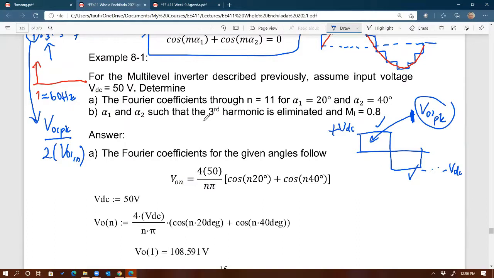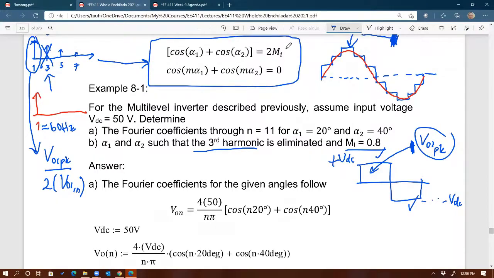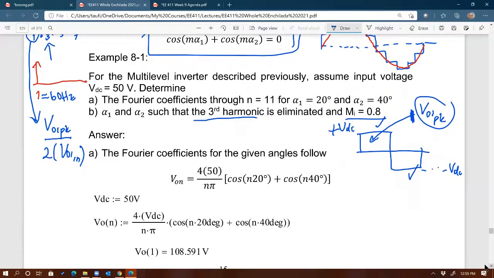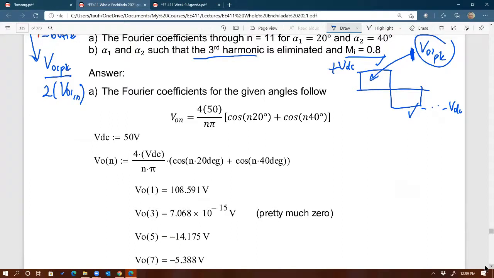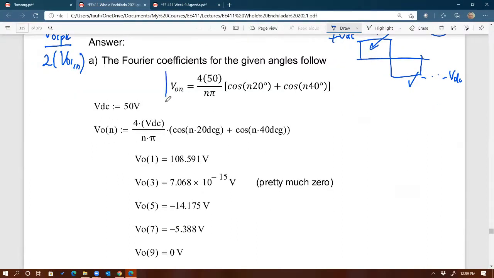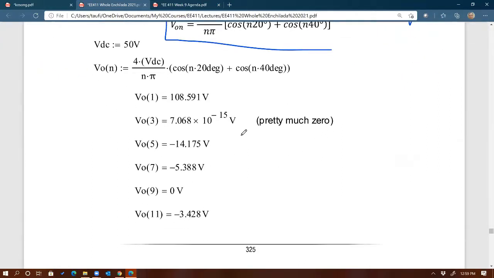So now we have the two objectives, right? Using the two criteria, the two equations: eliminating harmonics and a modulation index of 0.8, meaning the RMS of the output is going to be 80% of the RMS of the input. So for part A, that's just plug and chug. You have the equation for the coefficients, so n is equal to 1 until 11.